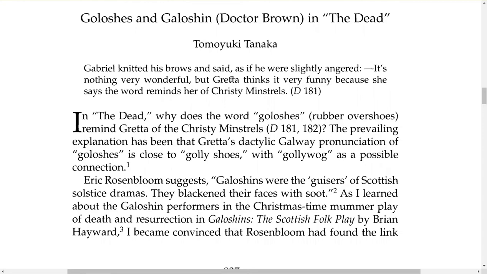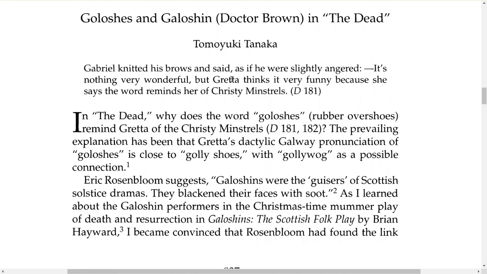Why does the word galoshes, rubber overshoes, remind Greta of Christy Minstrel? So what the author here is doing is problematizing a notion in the text. And that's another technique that we need to practice in English 102 and 103: to be able to find a focal point in the text and properly problematize that notion, that focal point, that word.